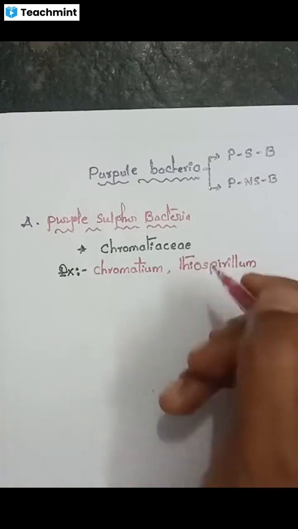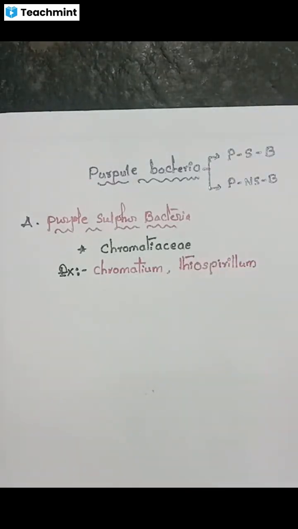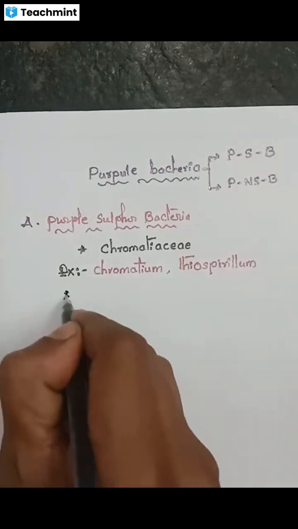These are the most common types of purple sulfur bacteria. The purple sulfur bacteria belong to Chromatiaceae. The most common purple sulfur bacteria are Chromatium and Thiospirillum.